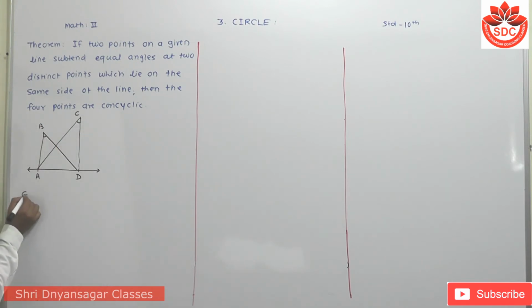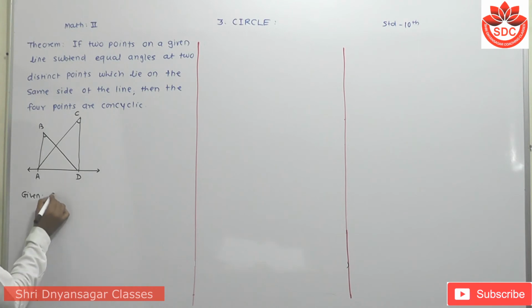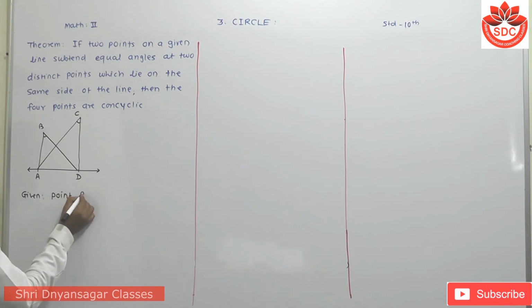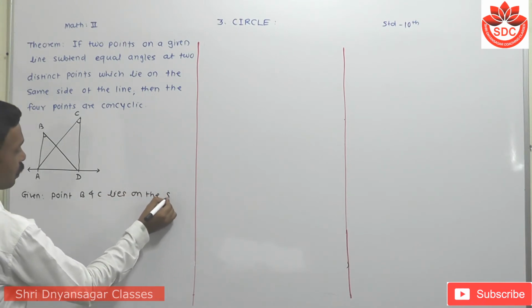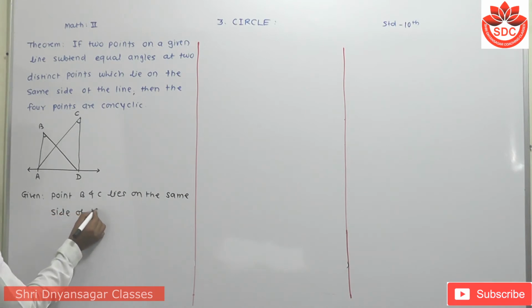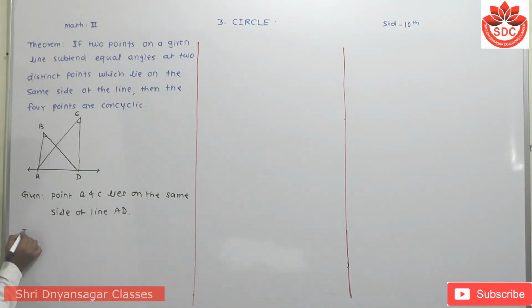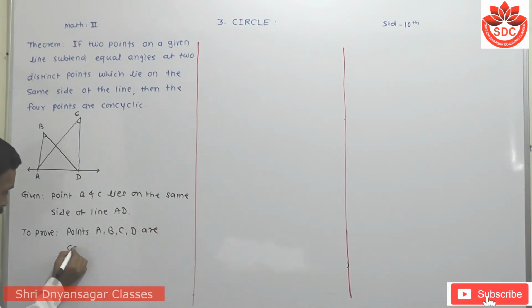For this I have to write it given. Points B and C lie on the same side of line AD. Then they are concyclic. Means to prove points A, B, C, D are concyclic.